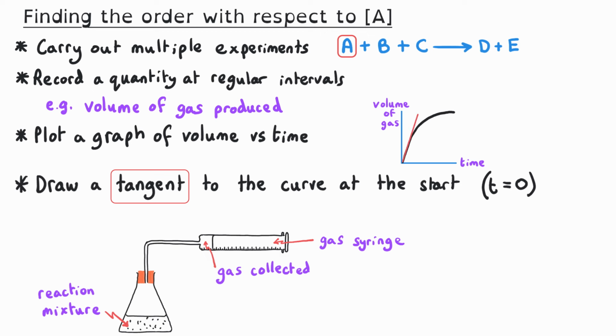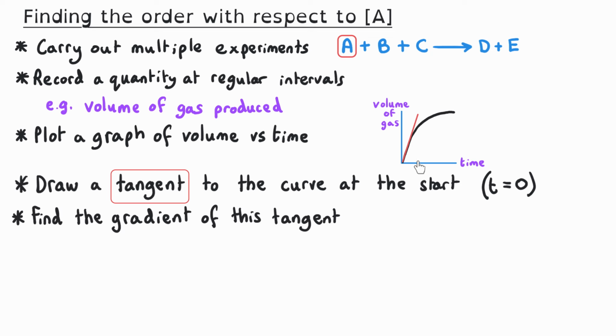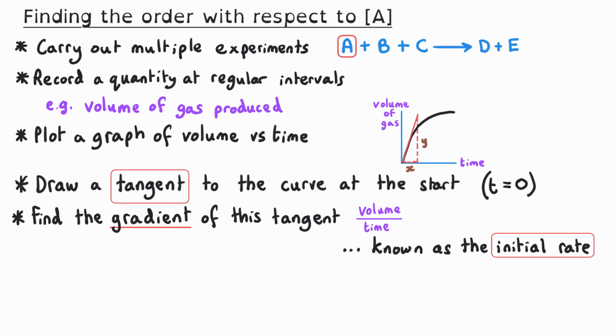So in other words, when time equals 0. And then you would find the gradient of this tangent by doing the change in y divided by the change in x. And this is known as the initial rate of reaction. And so we've followed the whole length of this reaction, but then we've used the shape of the curve to find the initial rate of the reaction from that tangent.